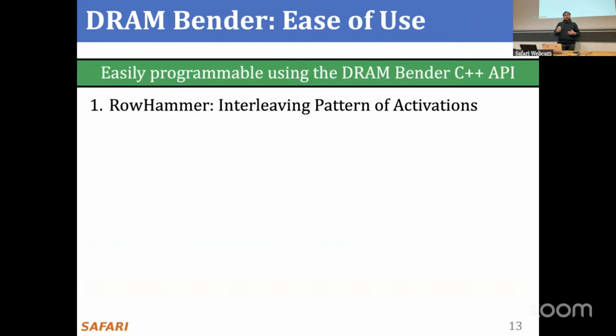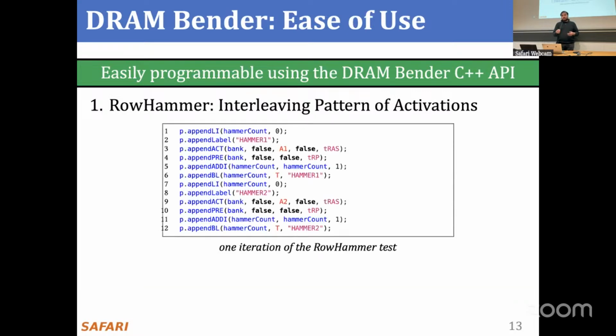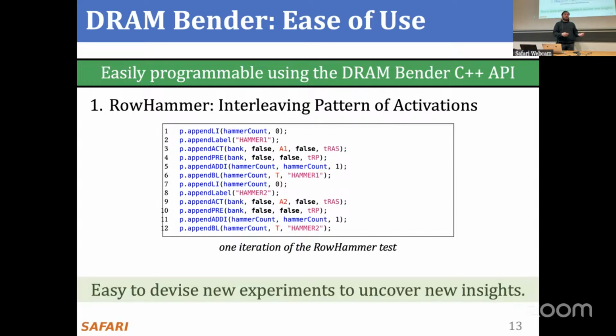So let's see an example of how easy it is to use DRAM Bender. For the interleaving pattern of activations, you see a code snippet here. It shows one iteration of the row hammer test. It's a total of 12 lines that enables you to perform row hammer on a real DRAM chip. So we believe this makes it easy to devise new experiments to uncover new insights.